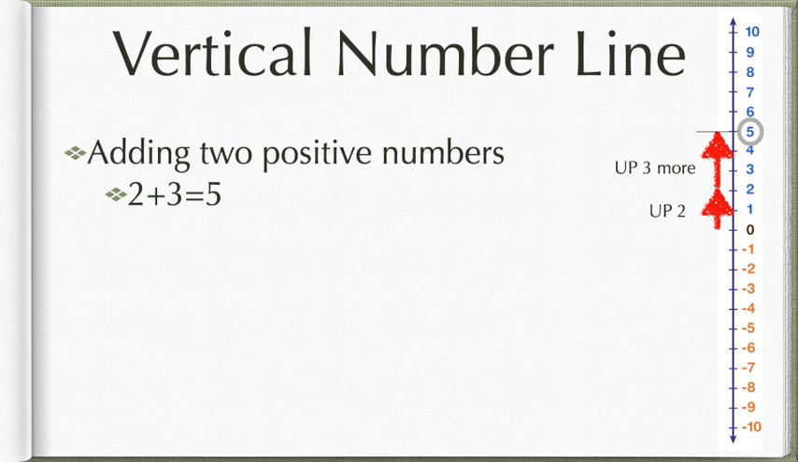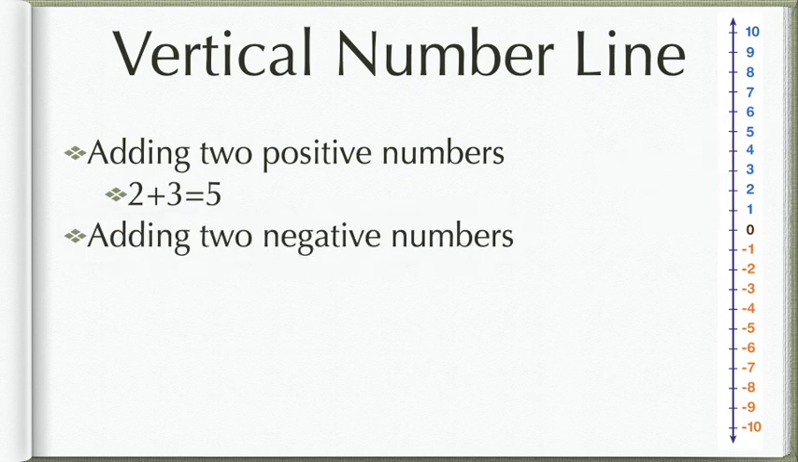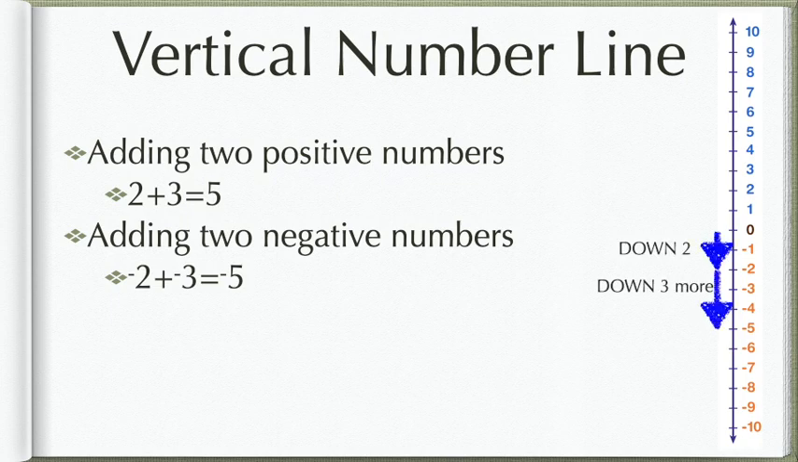So the length of your arrow shows you what the number is. The first arrow is 2 units long, the second arrow is 3 units long. What if you add two negative numbers, like negative 2 plus negative 3? I'll tell you right now it's negative 5, and here's why. The negative 2 is represented by an arrow going down. So you go down 2, and then you go down 3 more.